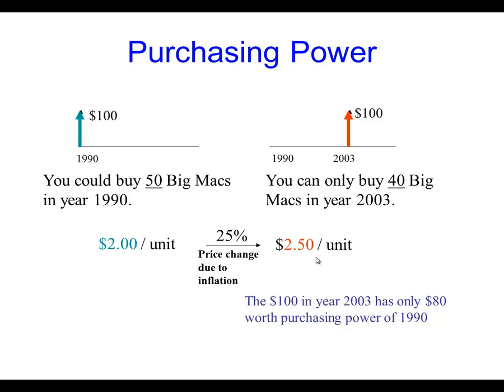We can understand the purchasing power by looking at the number of Big Macs that you can buy with $100 in 1990, which was 50 Big Macs, compared to 2003, where you can buy 40 Big Macs with $100, which means that the $100 in year 2003 has only $80 worth of purchasing power of 1990.